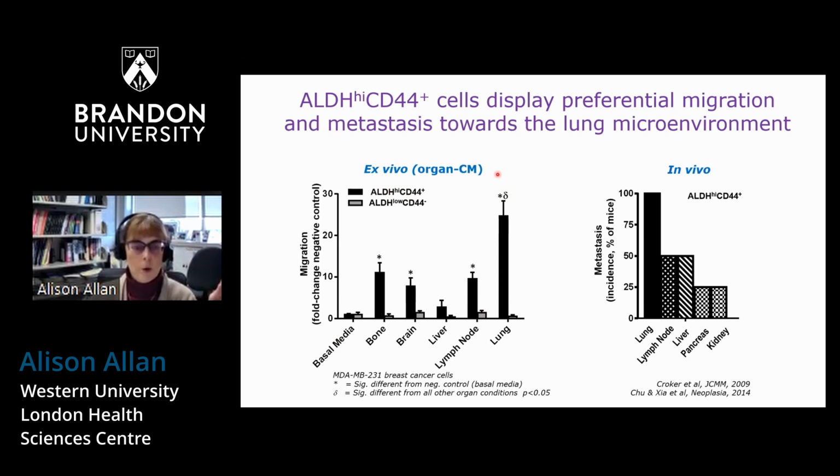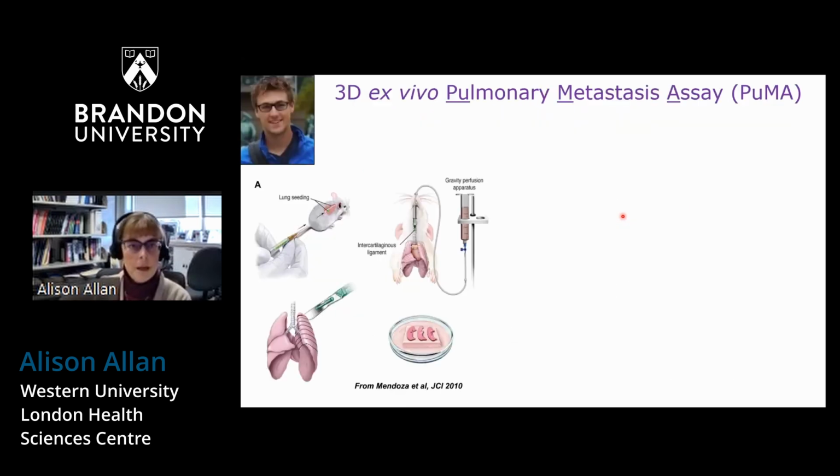But again, really good lesson for grad students: strange results are not bad. Strange results are just something really interesting to pursue, which is what we did. We also observed in vivo, when we injected the cells, that even though they did go to some other organs, they always went to the lung. So they had a preference for metastasizing to the lung in vivo as well.